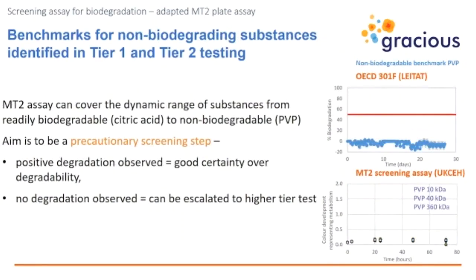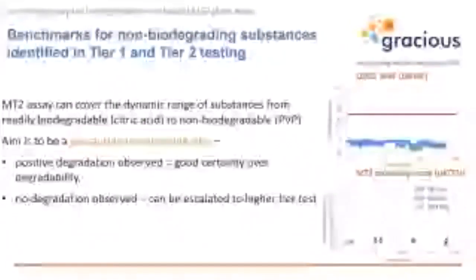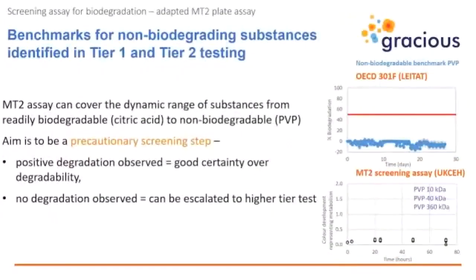Citric acid was a benchmark for our readily biodegradable coating, but for our non-biodegrading substances, something like PVP, we've identified as, again, successfully being identified both by the MT2 screening assay and the OECD as a non-biodegrading substance. Now, the aim of our MT2 assay is to be a precautionary screening step. So where we see positive biodegradation, we need to have good certainty that biodegradability is possible, whereas whilst we see no biodegradation, that may actually be a cause for escalating to a higher tier test.